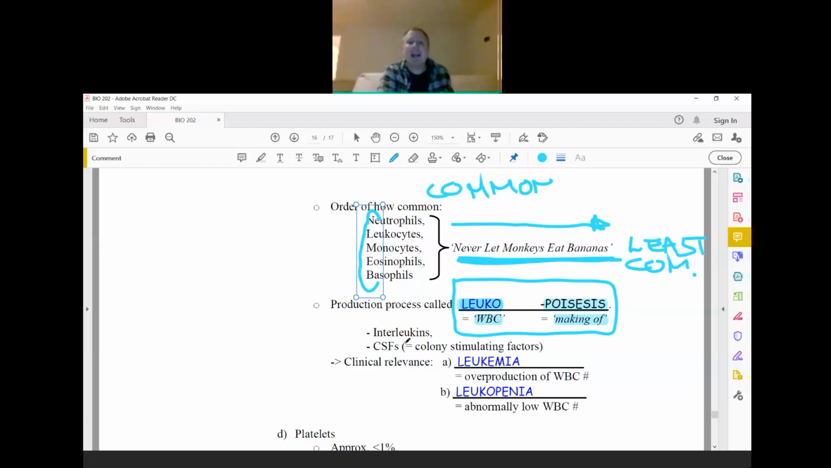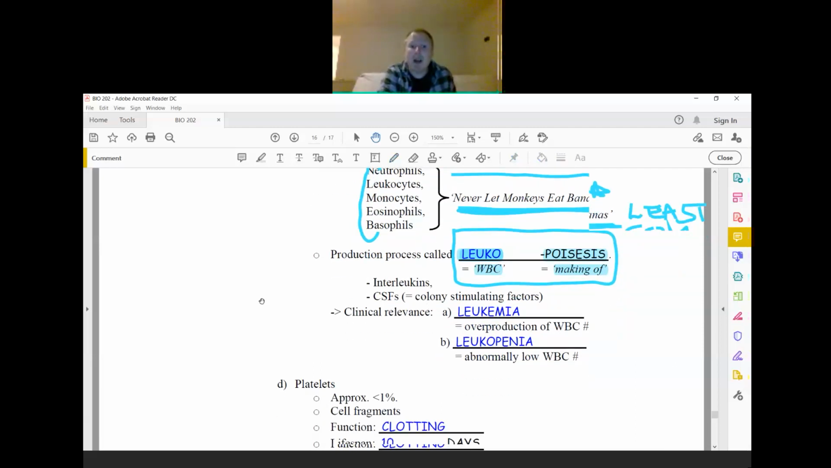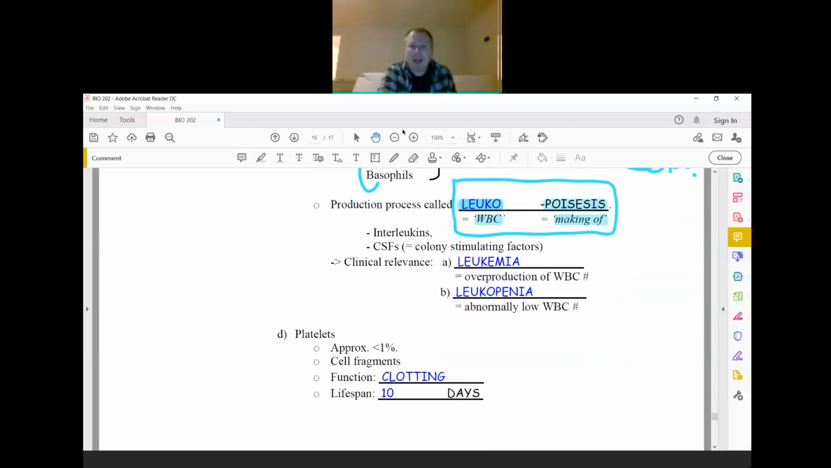Okay, we already discussed the production of white blood cells, and the two clinical relevances that I'm going to mention regarding them are going to be leukemia and leukopenia. In leukemia, you have too many white blood cells. Your body produces too many white blood cells, and often that's an indication of something more severe. In leukopenia, you would have too few white blood cells. That could also be problematic. So that completes everything that you need to know about white blood cells.